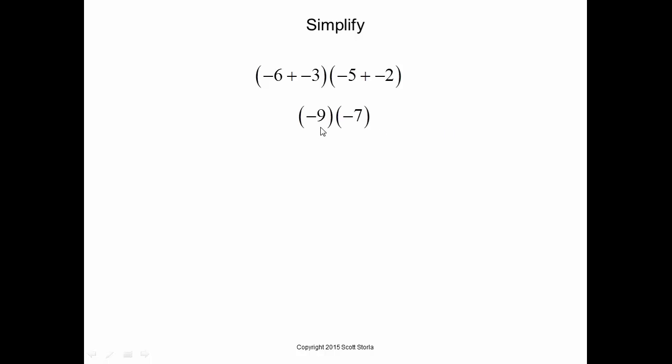In the last step, I have to multiply. 9 and 7 is 63. Signs are the same. When you're multiplying and signs are the same, the result is positive. So my product is a positive 63.